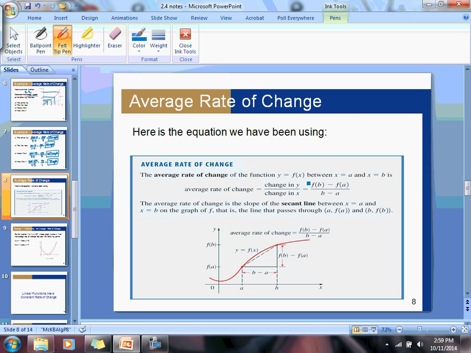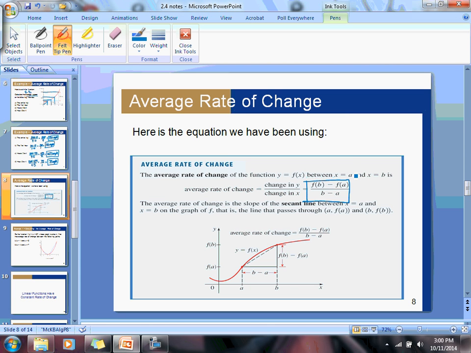But the function that we're going to be using is right here, or the formula we're going to be using. And it has function notation in it. So you take f of b, and b is kind of like your second location on the graph, or your second piece of information. And then you're going to subtract f of a, so that's your first location, or your first piece of information.